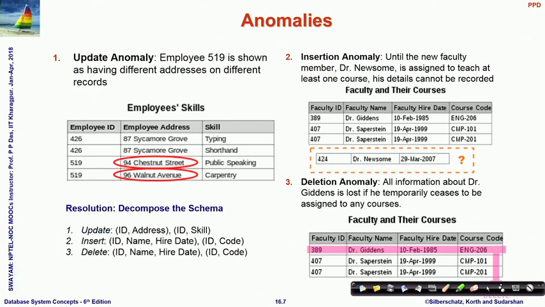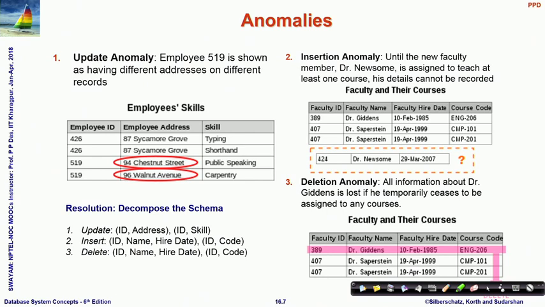The resolution for this lies in decomposing the schema: instead of having one relation, I will decompose this set of attributes into multiple different relations. For example, the update anomaly can be removed if we have two different tables, one that maintains ID with address and one that maintains ID with skill. In that case, for every ID the address will not be repeated. So, if the address is updated, it will be updated only in one place and it will not feature in the other table.